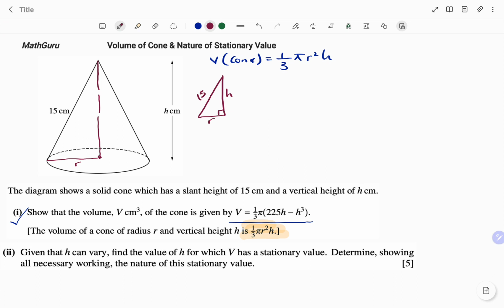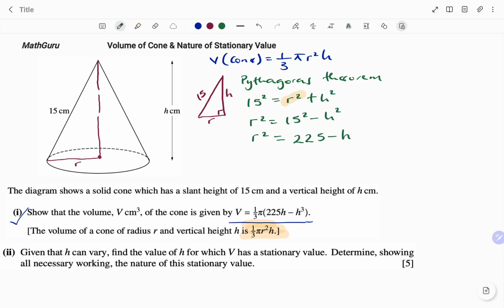To find the radius r using Pythagoras theorem, which states that the square of the longest side, which is 15 squared, equals the sum of the squares of the other two sides, I have r squared plus h squared. Note that we're looking for r, so I'm going to make r squared the subject of the formula. I have r squared equals 15 squared minus h squared. Therefore, r squared equals 225 minus h squared.